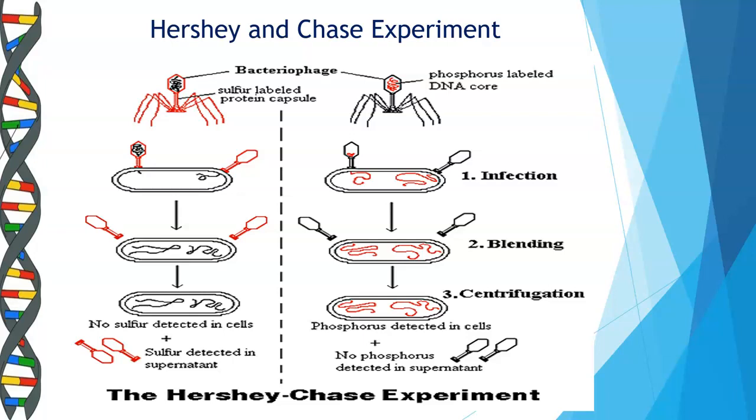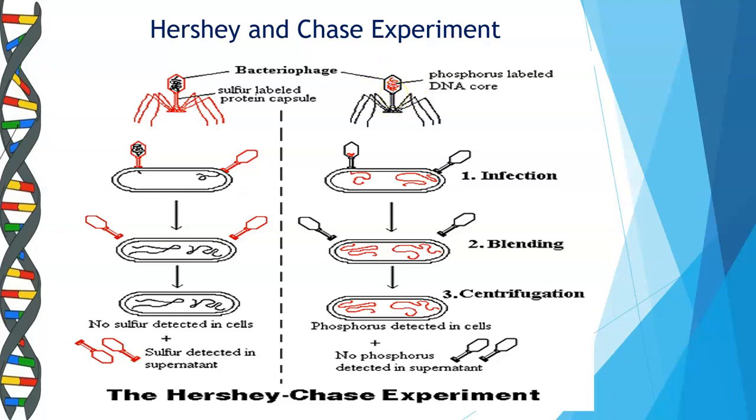Now, they used radioactive phosphorus P32 in a medium for some viruses and radioactive sulfur S35 for some other viruses. They grew some viruses on a medium that contained radioactive phosphorus and some on the medium that contained radioactive sulfur. Now you need to know here that sulfur is present in proteins and not in DNA, and phosphorus is present only in the DNA and not in proteins.